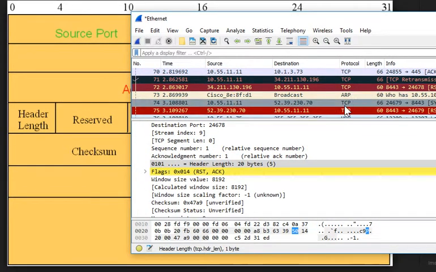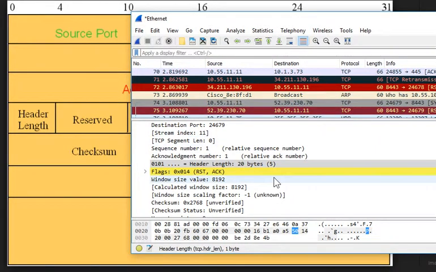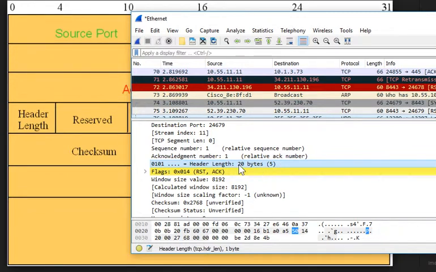There's a 20. I guess they're all going to be about the same. But what this is, is the number of 4-byte segments. So basically, you take that number times 4. So if you see a 50, you take the 5. 5 times 4 is 20.